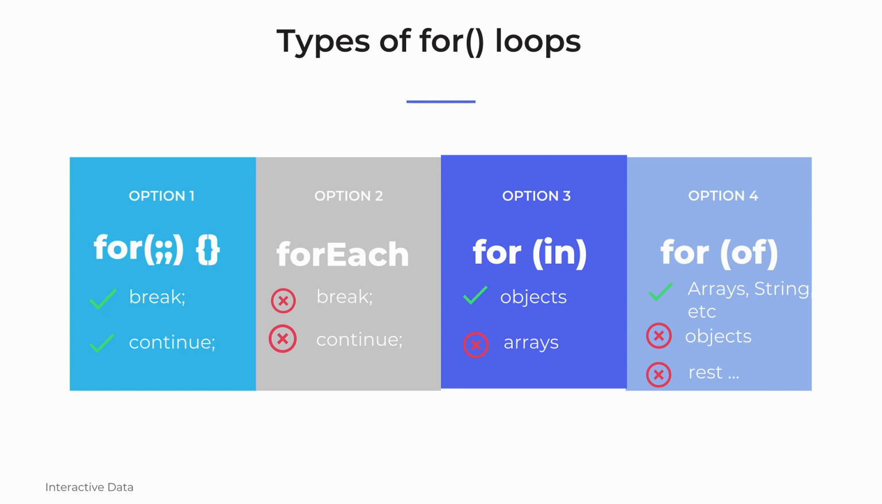The third type is a for-in loop, which works very well with objects, but doesn't work that well with arrays. And the fourth type is a for-of loop. The for-of loop works with arrays, strings, and any built-in types in JavaScript like map and set, which are iterable. Whereas for types like objects, which are not iterable, it doesn't work.